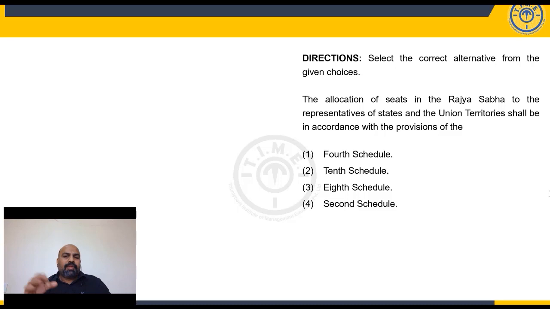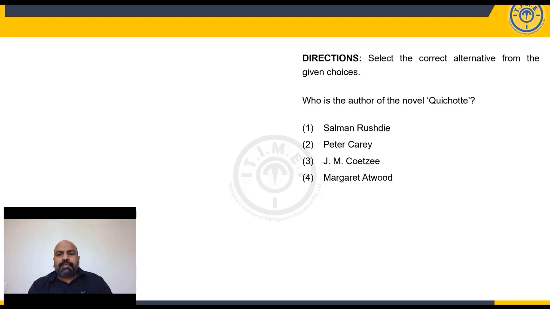Now, the 12th schedule is about Nagarpalikas, and this is the 74th amendment, which talks of the setting up of municipal corporations and Nagarpalikas. So, to bring in something more here, who is the author of the novel Quixote? Quixote, my friends, it's pronounced Quixote. So, who is the author of the novel Quixote?